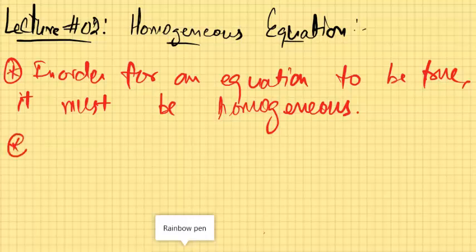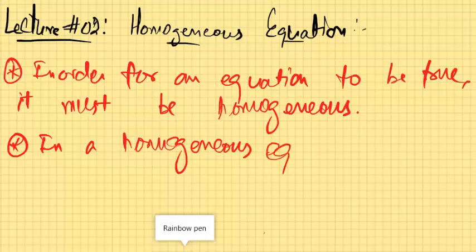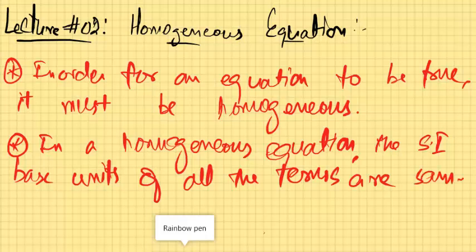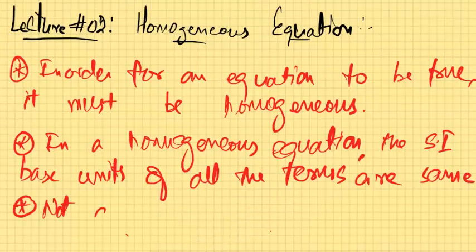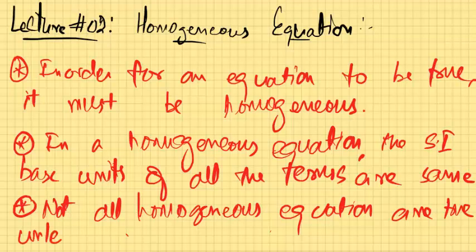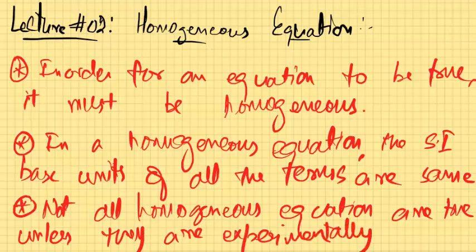So the next point is that in a homogeneous equation, the SI base units of all the terms are the same. Right? Not all homogeneous equations are true unless they are experimentally verified. Alright, so the first step, you see, in physics we do not accept any equation unless it is experimentally verified.